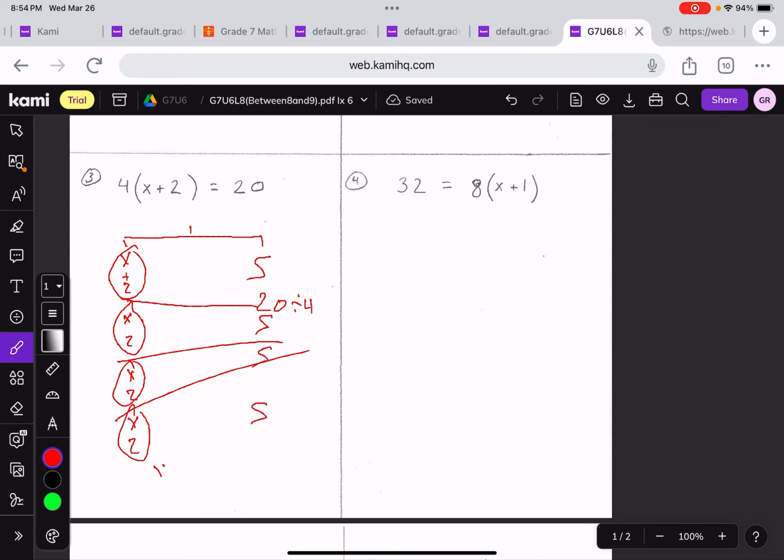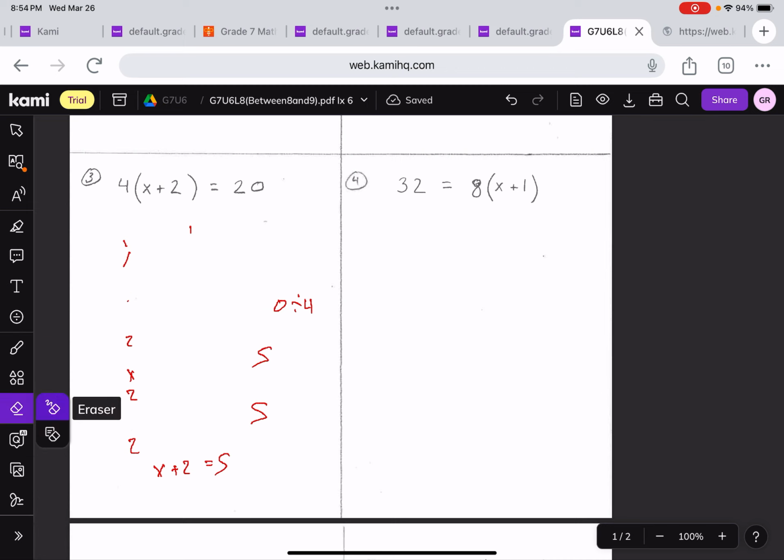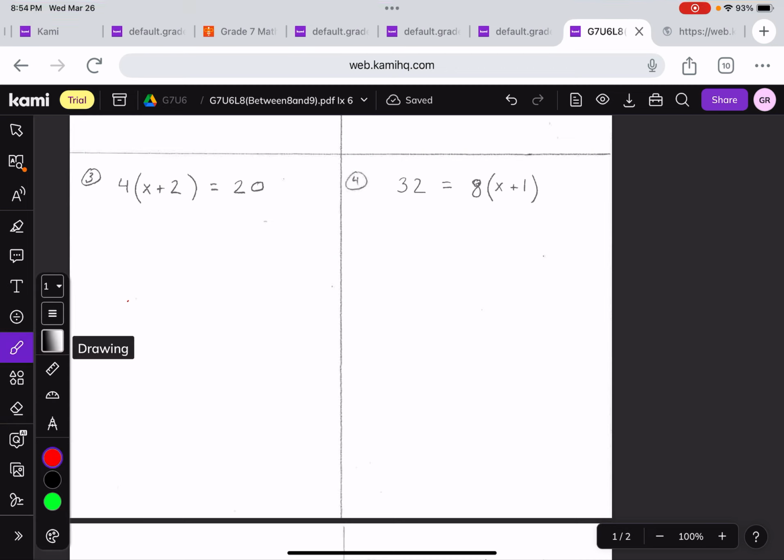Well, then we got to think to ourselves, x plus 2 is 5. What plus 2 is 5? Well, we know that would be 3. But in this case, we're going to solve it like so. We're going to take this and split it 4 ways. We're going to take this and split it 4 ways. 4 times x plus 2 split 4 ways is 1x plus 2.